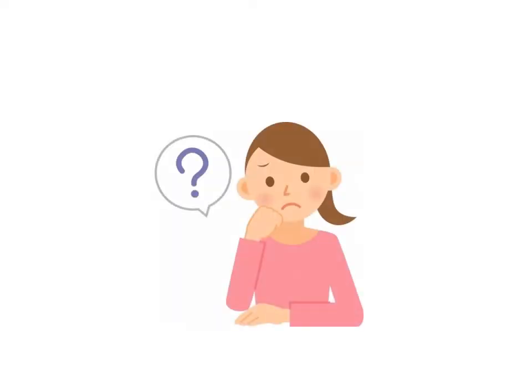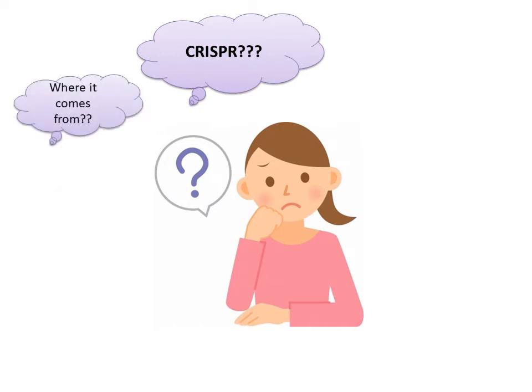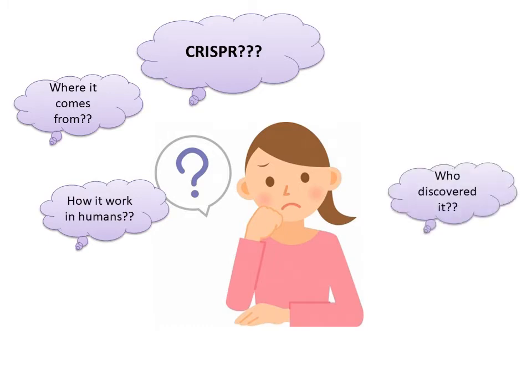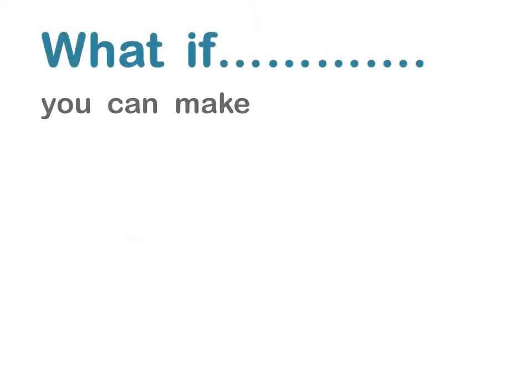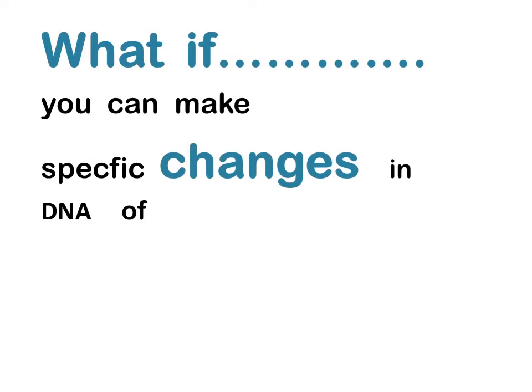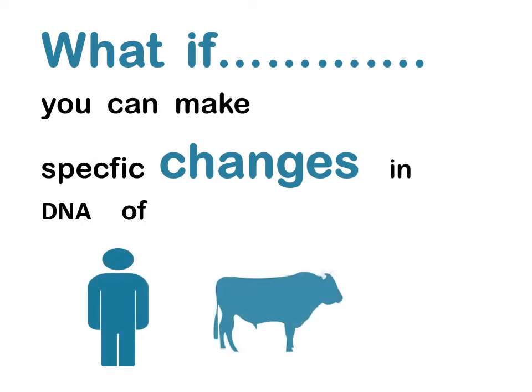If you are confused about this new technology called CRISPR and have questions like where it comes from, how it works in humans, who discovered it, and what its applications are, then this video will help clear your concept about it. So let's begin. What if you could make specific changes in the DNA of humans, animals, and plants? Yes, this is possible by a breakthrough technology called CRISPR.